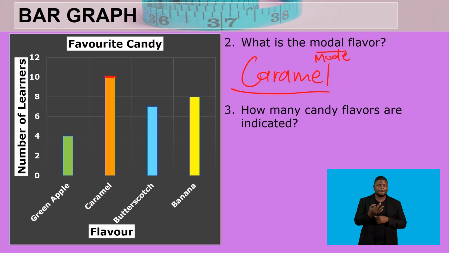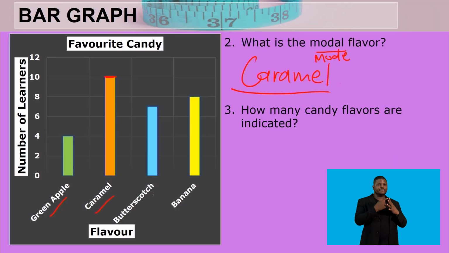Then question 3, how many candy flavors are indicated? So whenever we analyze a bar graph or any other graph, we only deal with what is given to us. You cannot say that just because you know more flavors of candies, you want to include those flavors on your own. No, we only work with what is given.